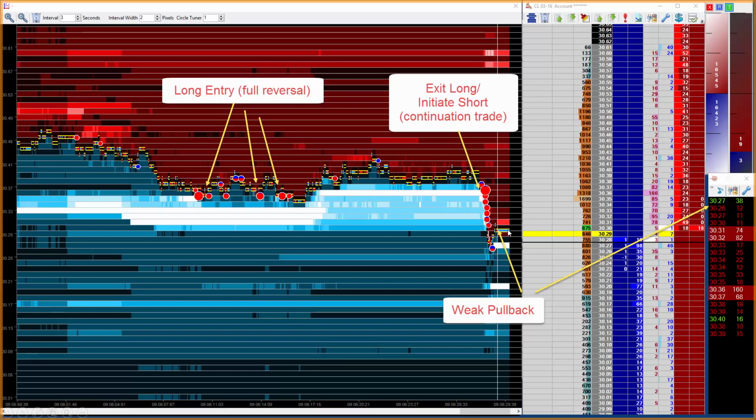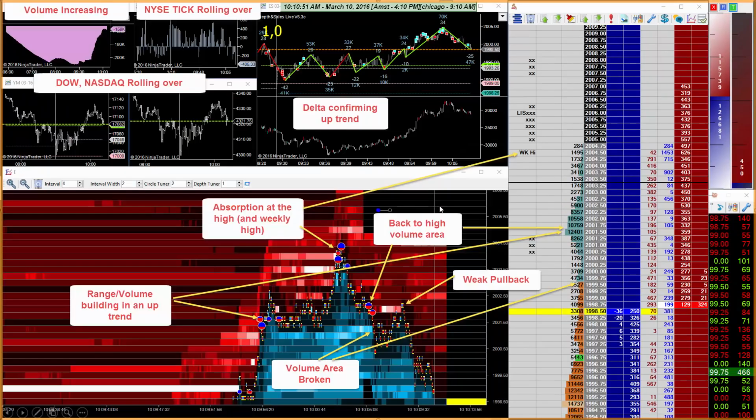Now don't worry about learning all these things at once. As you get more experience, these things are going to come to you, but just bear in mind that lack of activity is often going to have as much meaning as lots of activity.